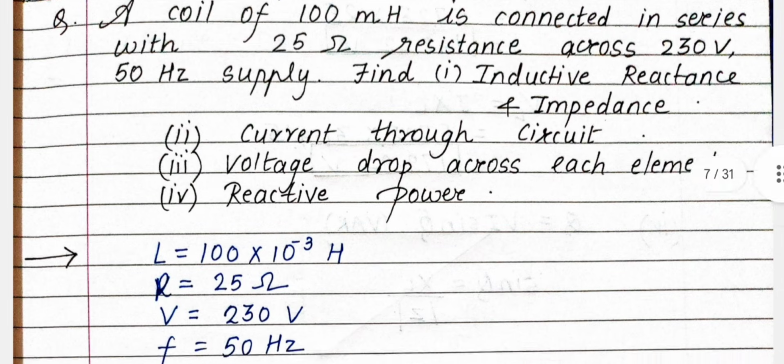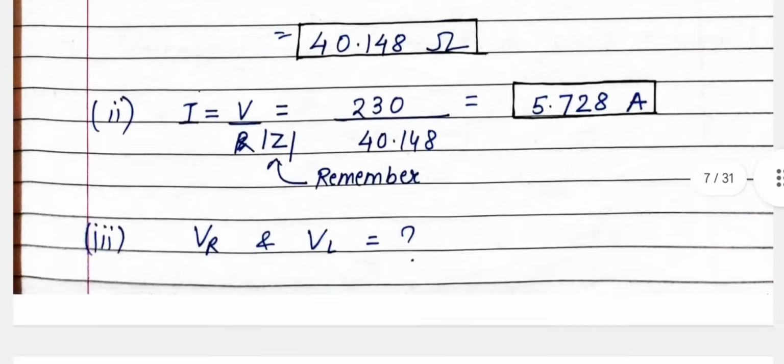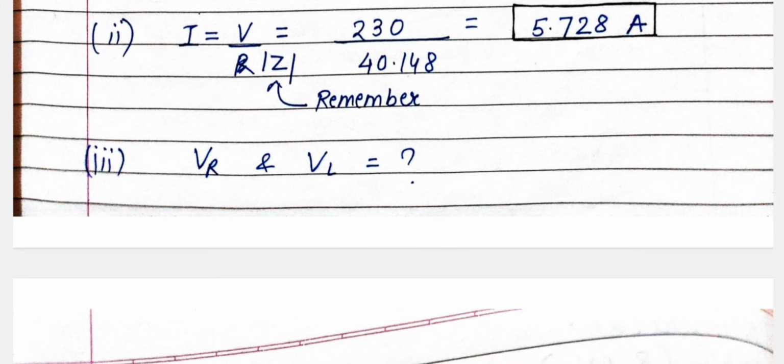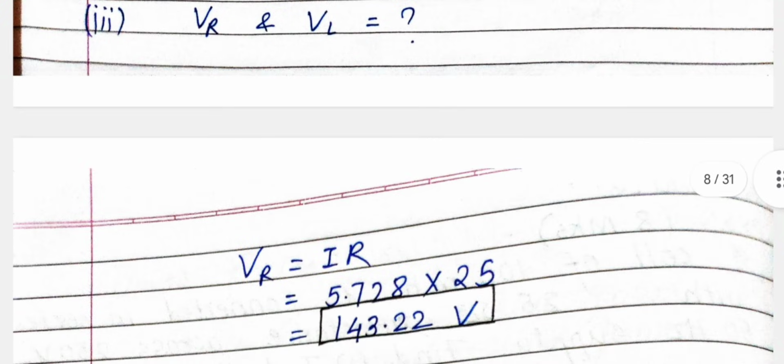Only two elements, that is resistance and inductance. So the voltage across resistance and voltage across inductance you have to find out. Just you have to understand the language of the question and you will get your answer.